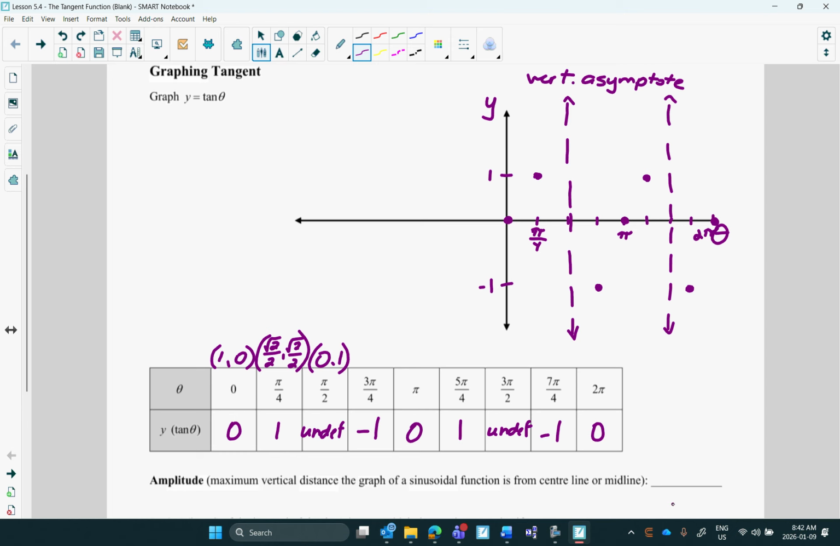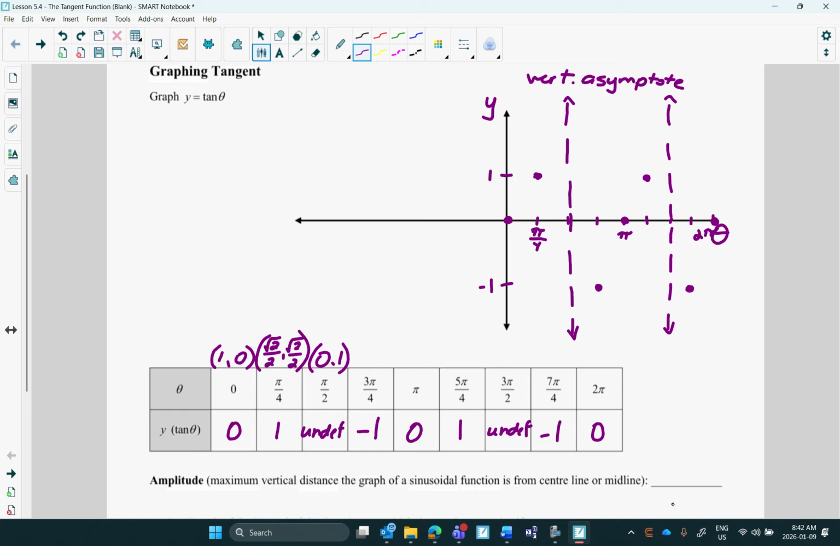Dash line with arrows on the end because it goes forever. Because the graph can never touch here. It can be before, it can be after, but it can't be on it. So what is this shape going to look like?